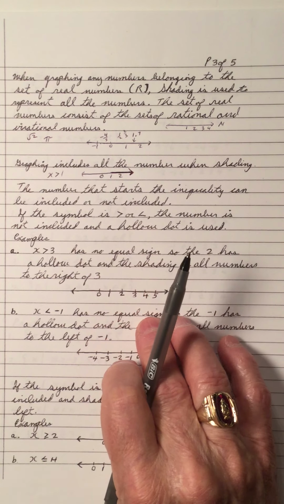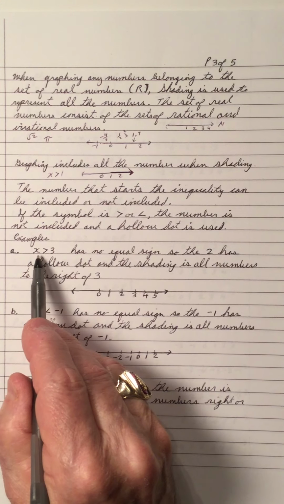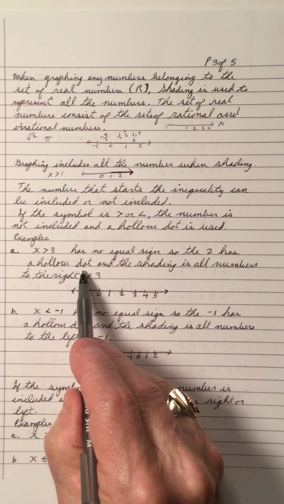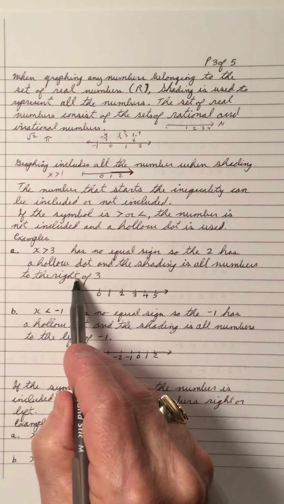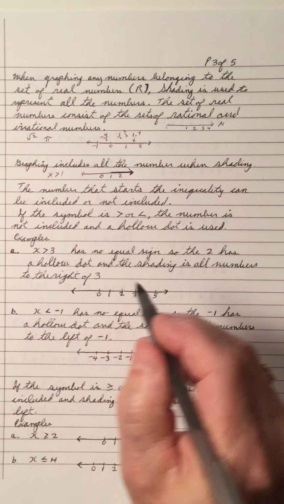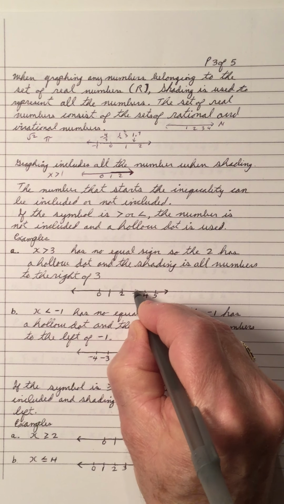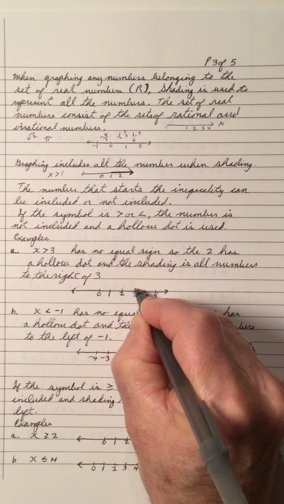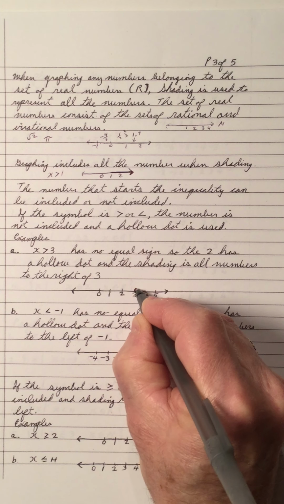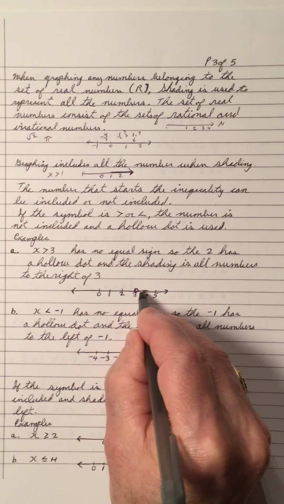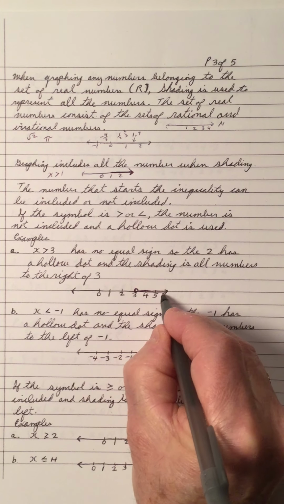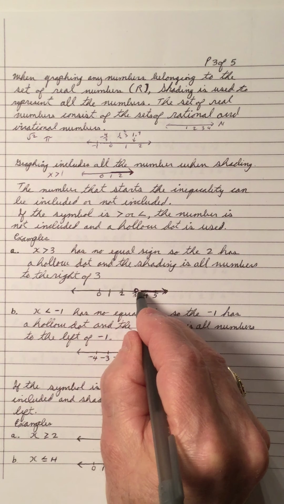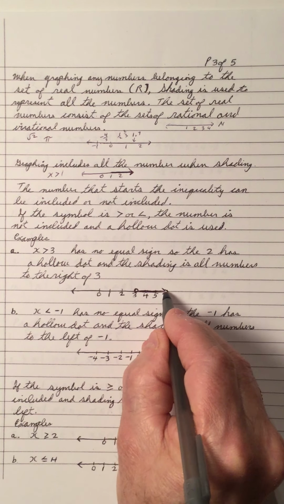I'll explain that down here. Notice x is greater than 3. It has no equal sign, so the 3 has a hollow dot and shading to all numbers on the right of 3. So we have to start at 3. There's 3, but we can't put a dot for 3 because it didn't say equal to. So we have to put a hollow dot, make it big enough so people can see it. There it is, a hollow dot on the 3. And we have to shade to the right because it says greater than. So there it is, the shading. And I've shaded in heavier than this.